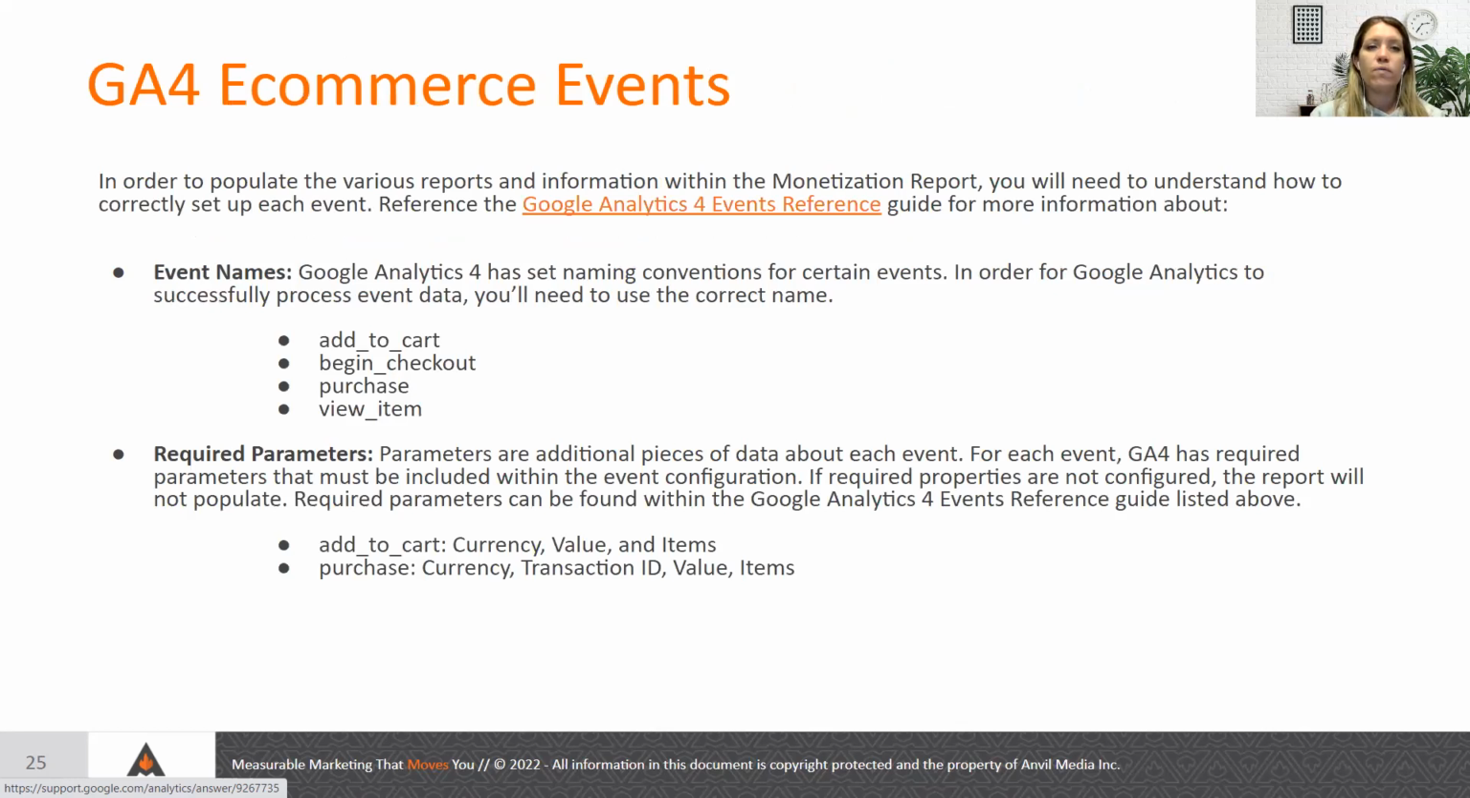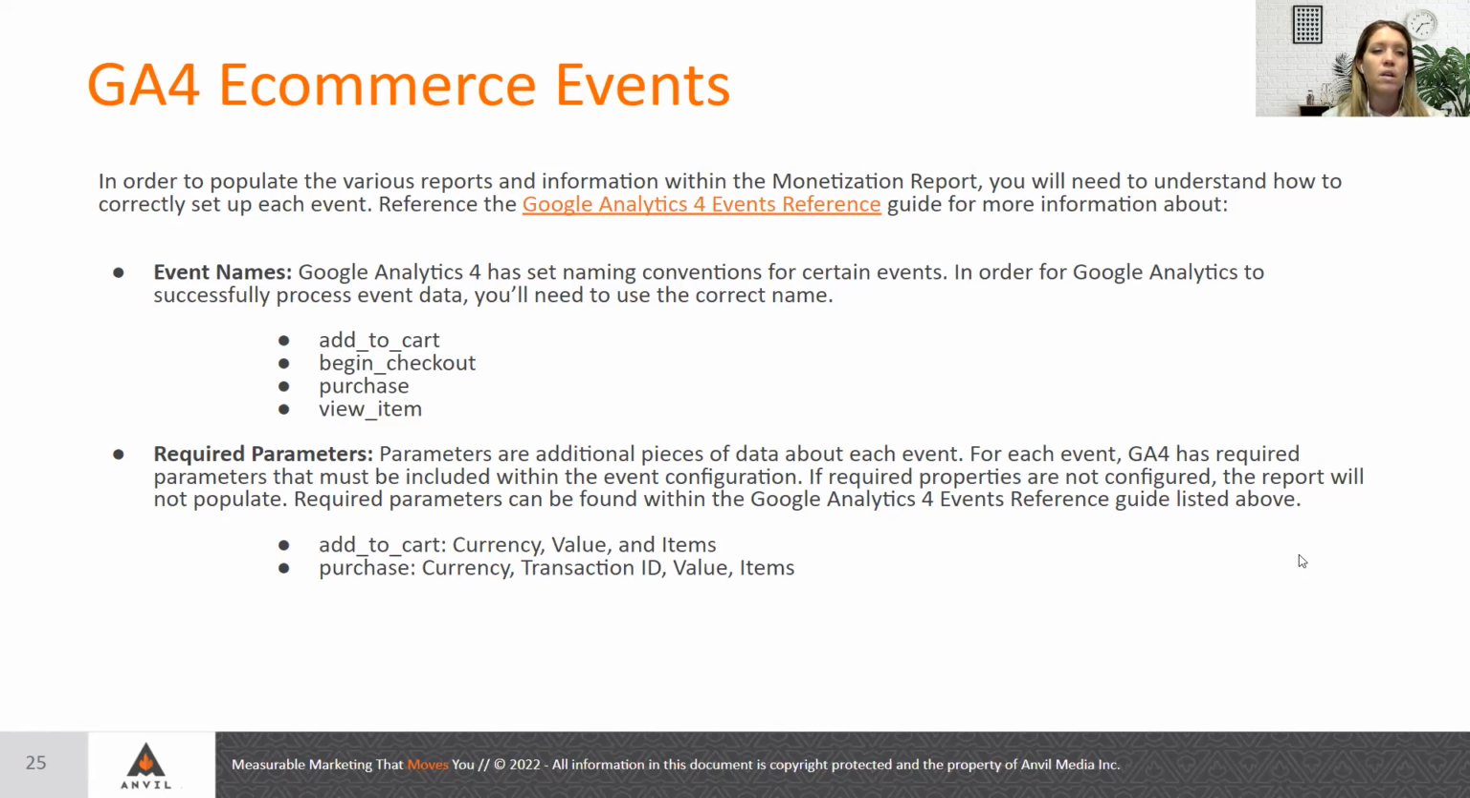With GA4 e-commerce events, basically all of these will have to be manually set up with Google Tag Manager. And all of these will get populated within the monetization report. And again, with Google Analytics, they have this events reference guide to give you more information about what types of e-commerce events are available, how you need to set them up, what their requirements are, things like that. So again, I highly recommend referencing that when you are ready to set up some of these events.